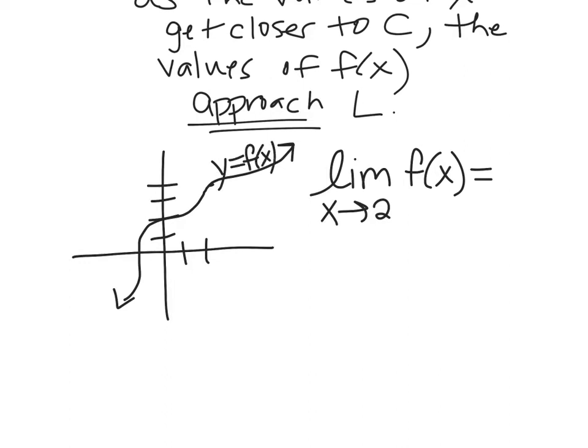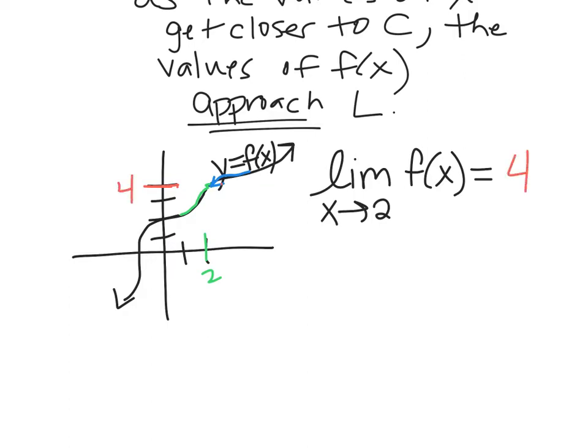And we're going to take the limit as x approaches 2. So let's talk about what that means using our informal definition of what a limit is. As x gets closer and closer to 2, the values of f of x approach what value on f of x? So as I'm going closer and closer to 2 from both sides, what is my f of x approaching? 4. Perfect. The limit is 4.